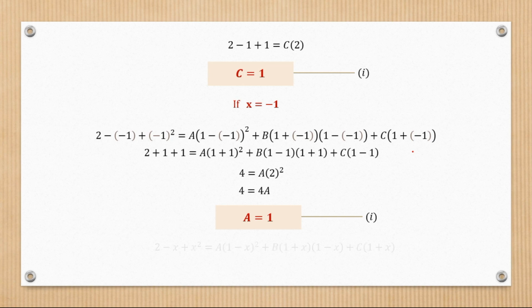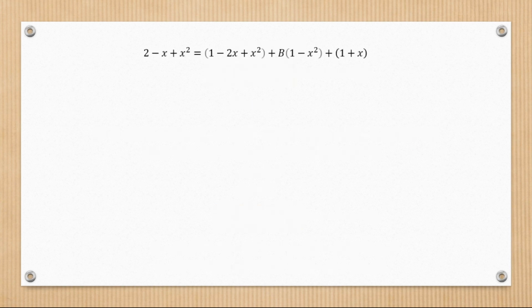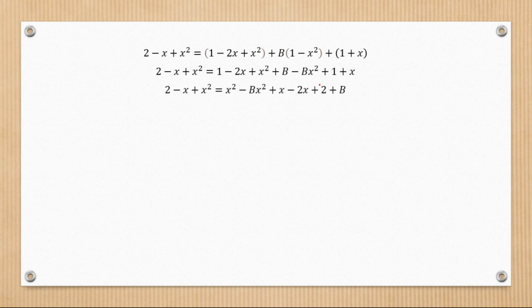So now you can find b by just solving the equation, and then we're going to substitute in the values of a and c. When you do that, this is what we have. When you open the brackets, we have b into 1 minus x squared, which is b minus bx squared, and then we have 1 plus x right there. So now we're going to group terms that have the same powers. Then this is what we have.